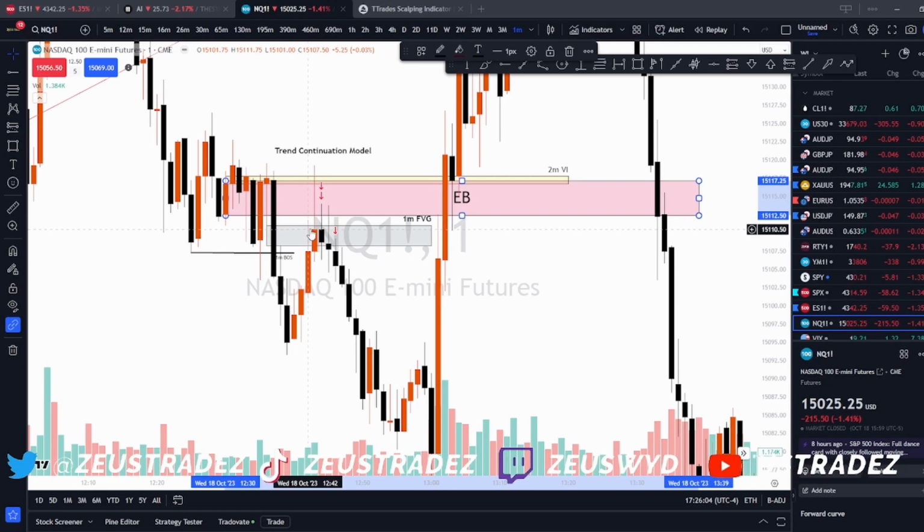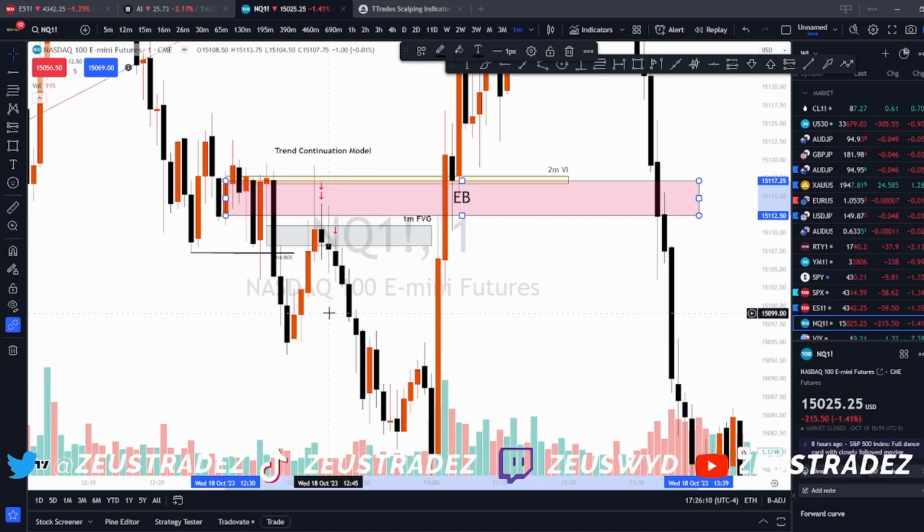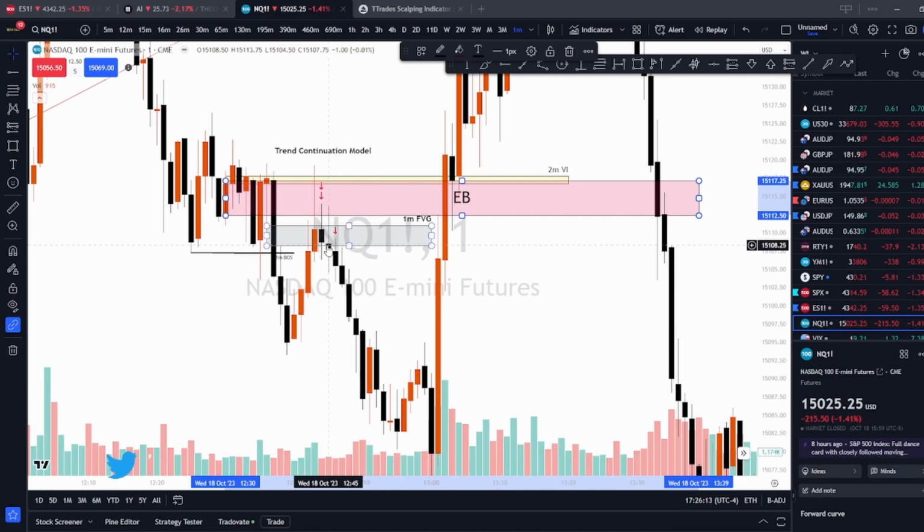If a fair value gap fails to get a body close above it, what does that likely mean? We're getting that continuation back to the downside. Why do we know that? Because fair value gaps are meant for retracement and retracement only.